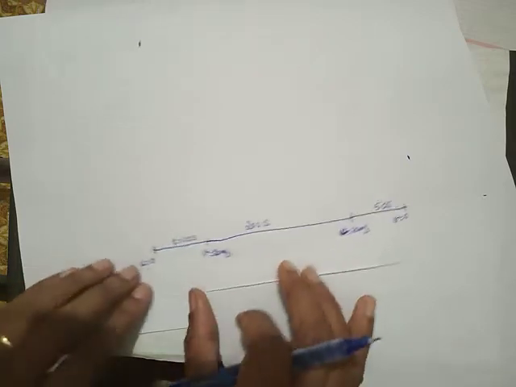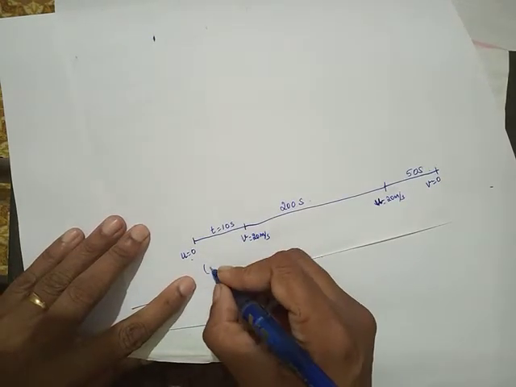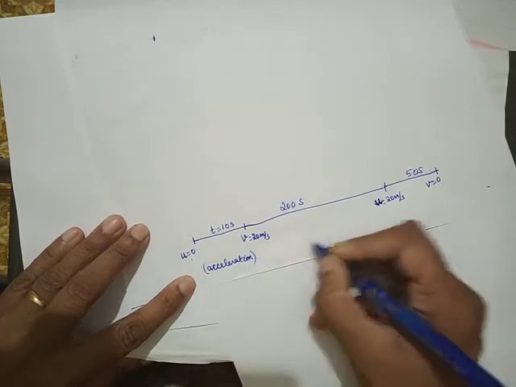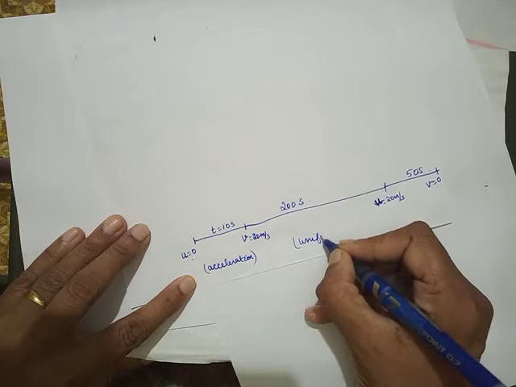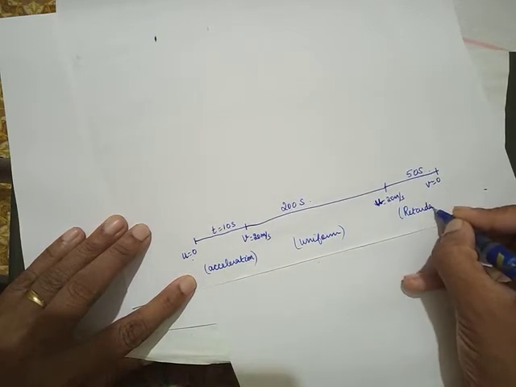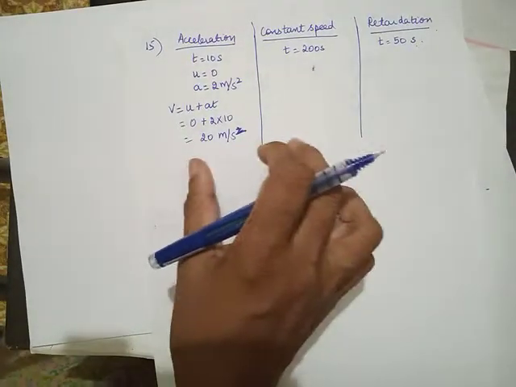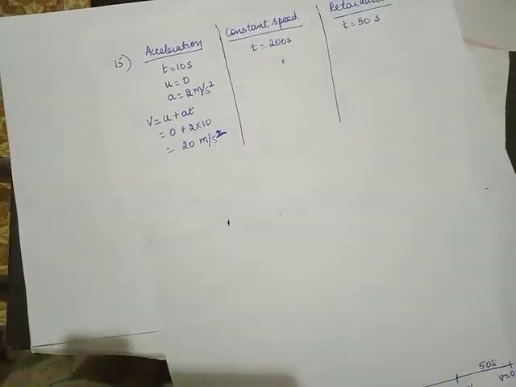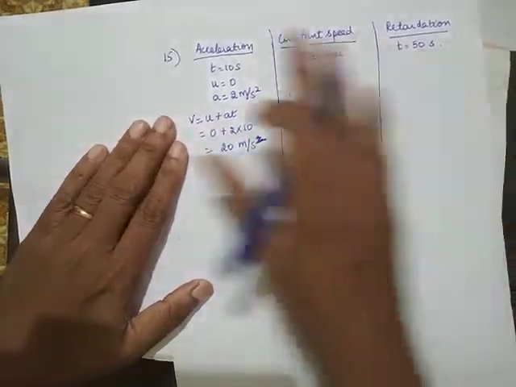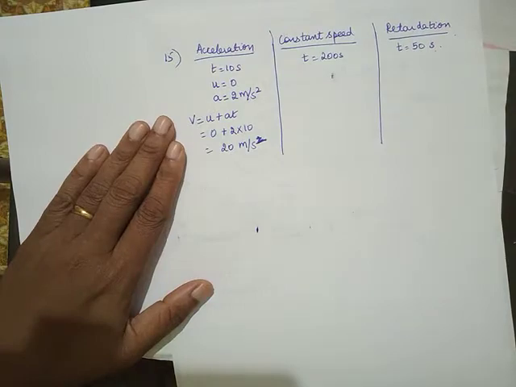Have you understood? So we have three kinds of motion. First is acceleration, second is uniform motion, and the third is retardation. All three have to be done separately because the formula used and everything will be different for all three. So write three motions: acceleration, constant speed, and retardation.